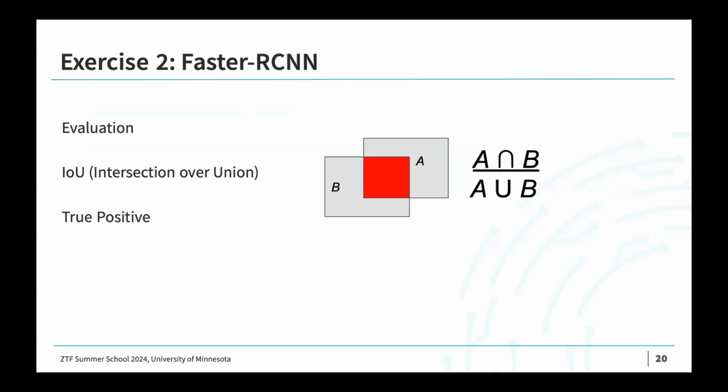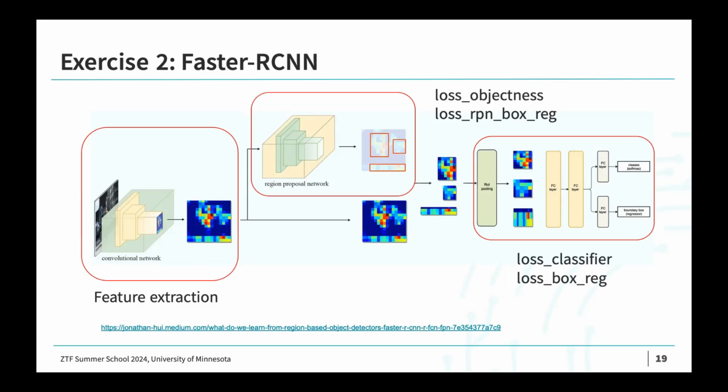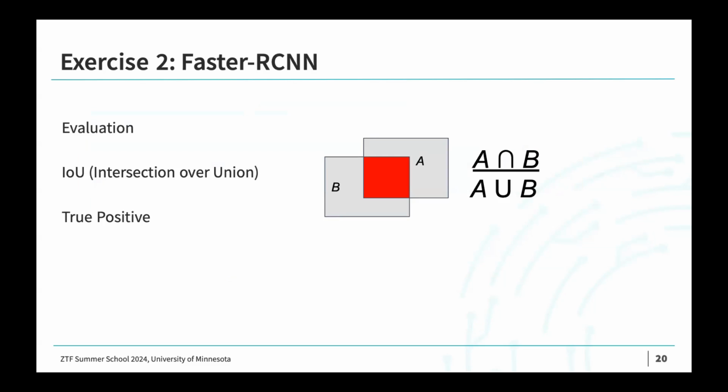For the last part, we do some evaluations to see how the model performs. The evaluation for region-based models can use criteria such as the IOU, intersection over union. It measures the difference between the predicted bounding box and the labeled bounding boxes.